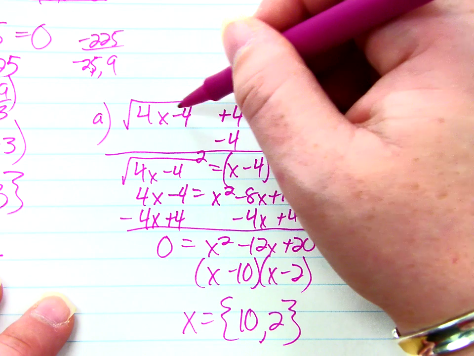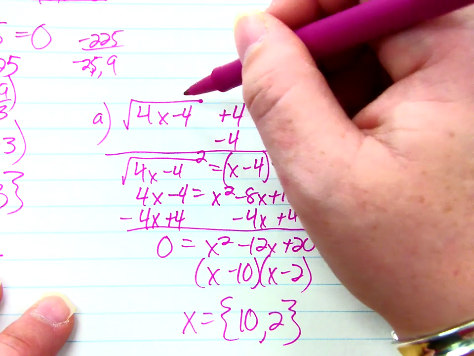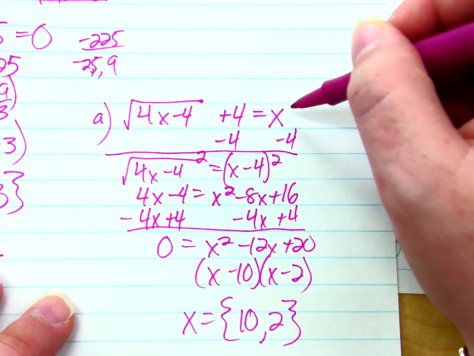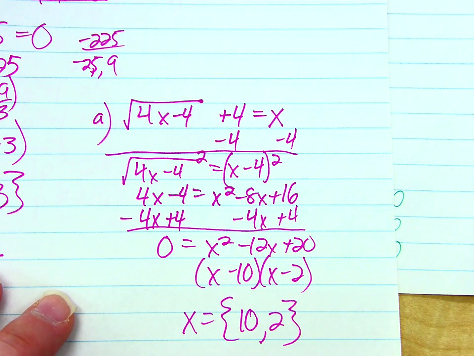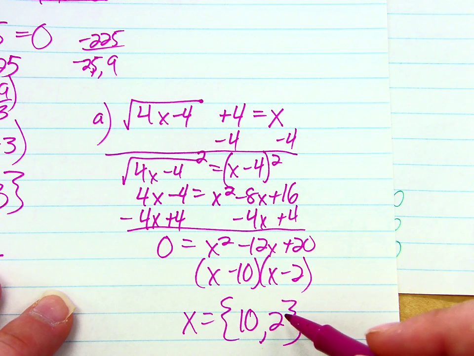4 times 2 is 8. 8 minus 4 is 4. Square root of 4 is 2. Is 2 plus 4 2? Ooh. Yeah. 2 does not work here.